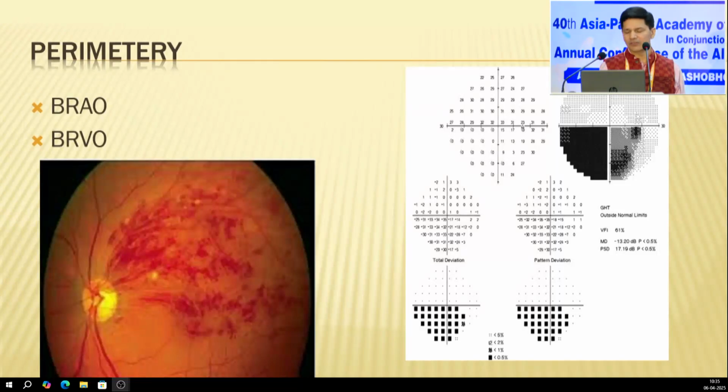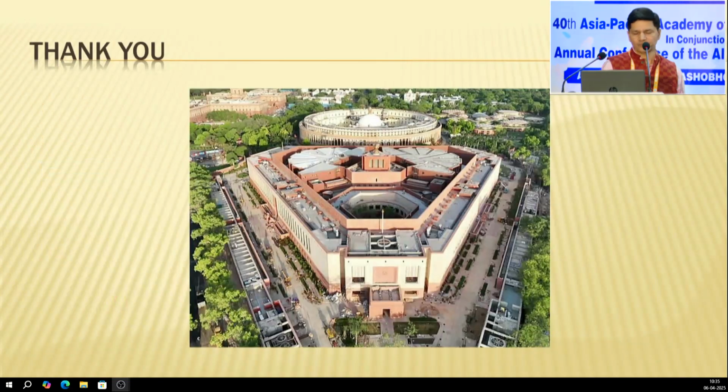And perimetry we occasionally do in retinal cases, particularly in BRAO and BRVO, though not of very useful value. Thank you very much.